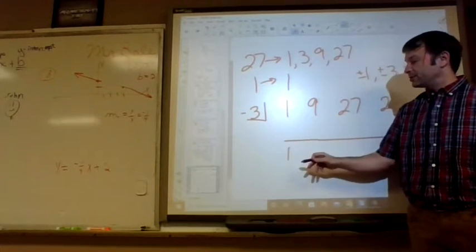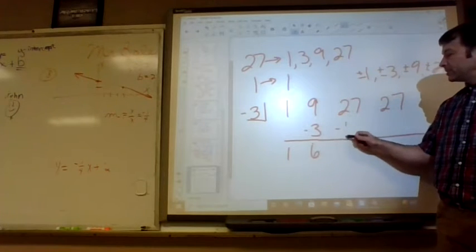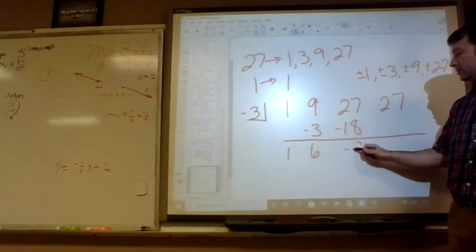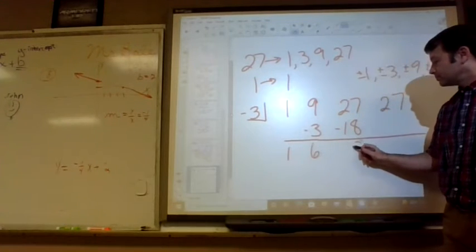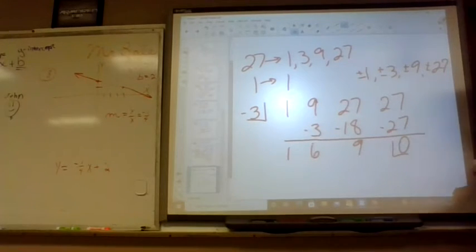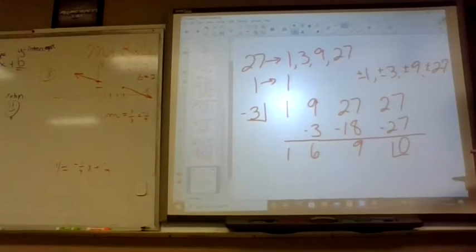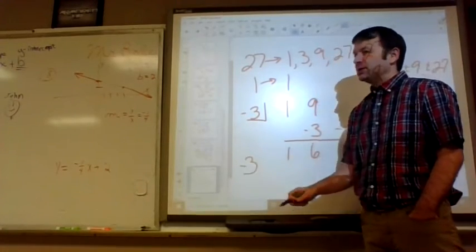So add down is 1, multiply it up, add down, multiply it up, add down, what's positive? Add down, multiply up, add down. Okay, we got 0 to come out, which is what we wanted. That means -3 is an answer.